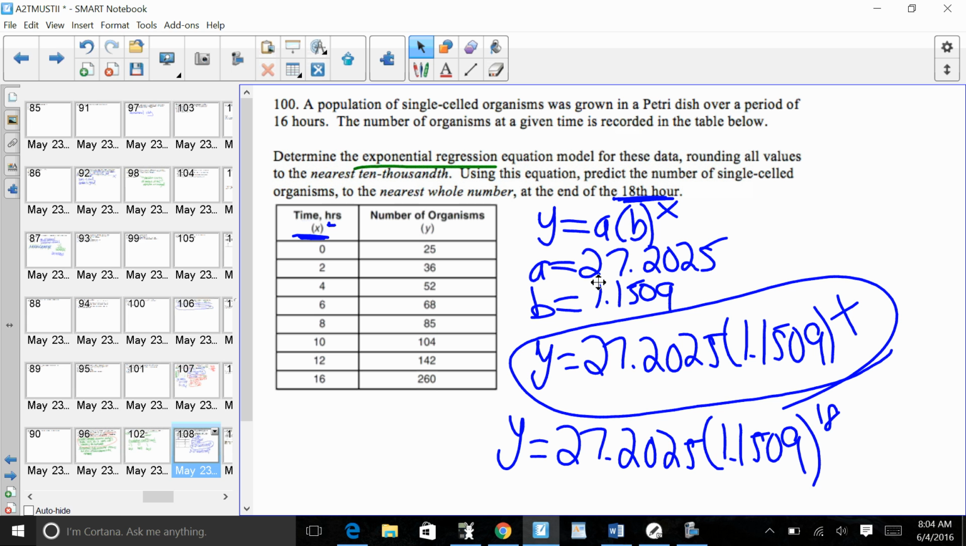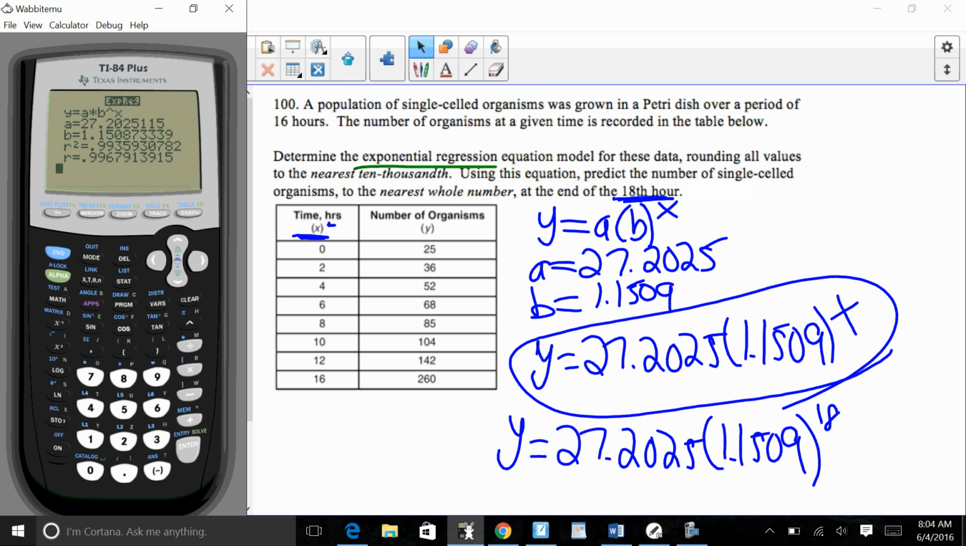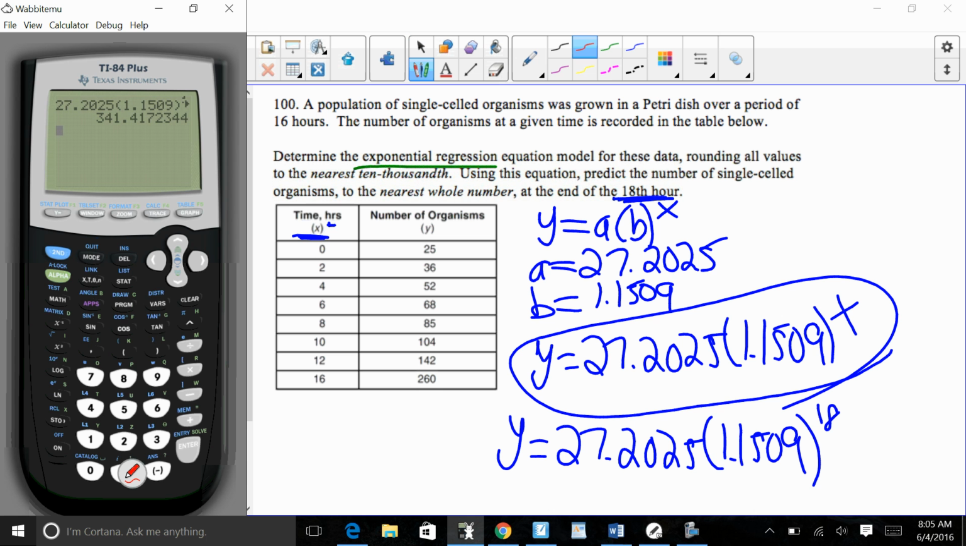If it gives me x, it's easier because I can just sub in. If it gives me y, I'm going to have to solve the equation. Just be aware of that. You might have to solve the equation. If it gives you y, hopefully you know how to solve your equations. For an exponential equation, you'd have to isolate and then do log on both sides. Again, I don't have to do that here. It's a little bit easier, but you are responsible for solving all types of equations. It wants me to round to the nearest whole number, which is 341.